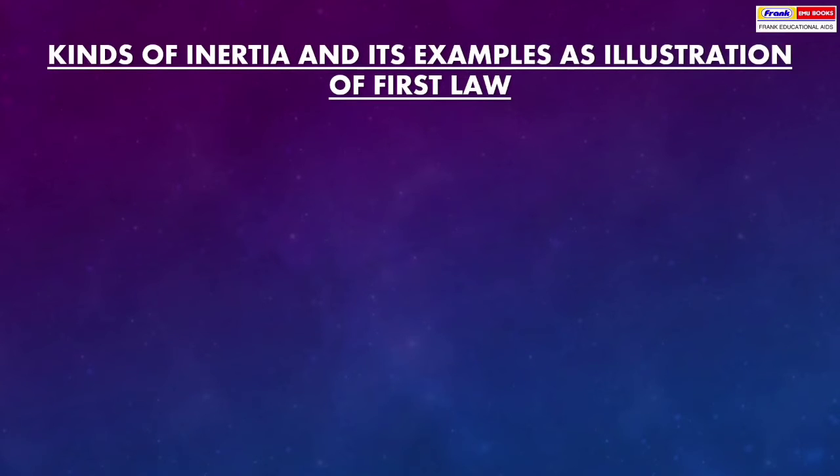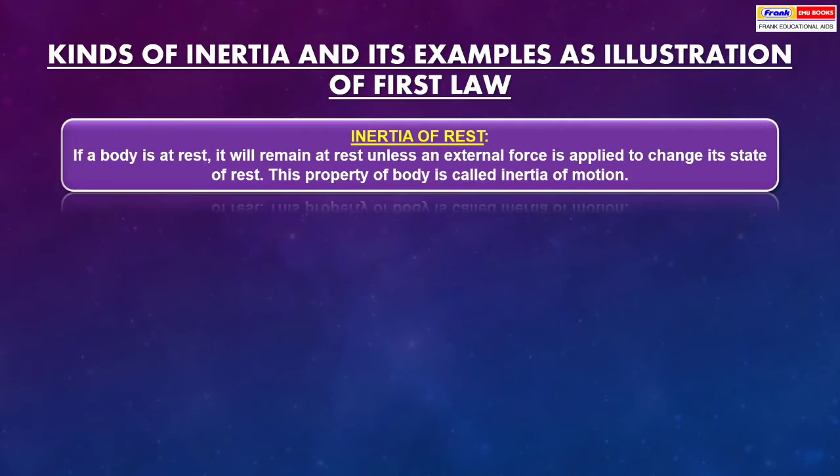Now, we need to understand the concept of inertia of rest and inertia of motion in order to understand the first law of motion. So, inertia of rest. What is inertia of rest? If a body is at rest, it will remain at rest unless an external force is applied to change its state of rest. This property of a body is called inertia of rest, as we have already seen in the case of the football.